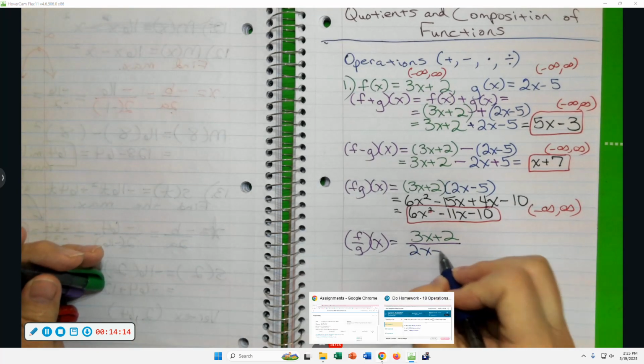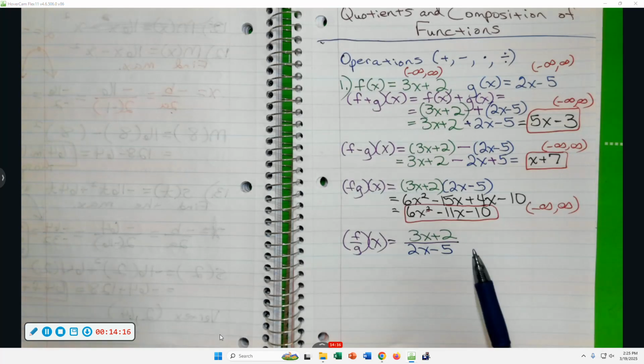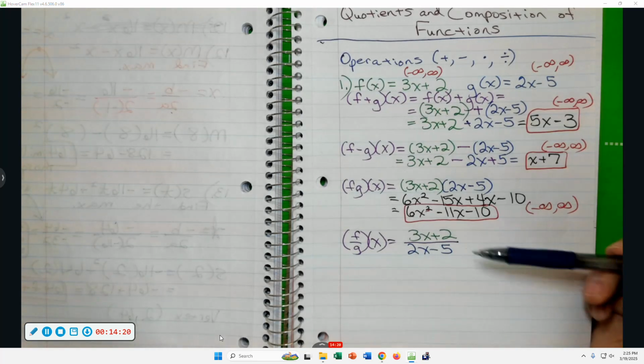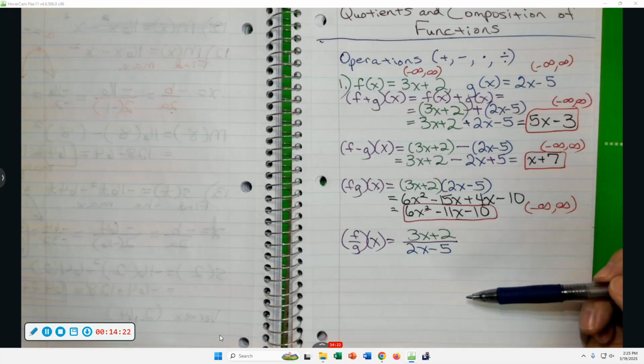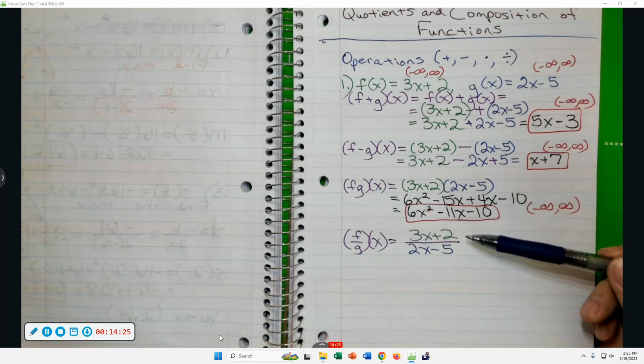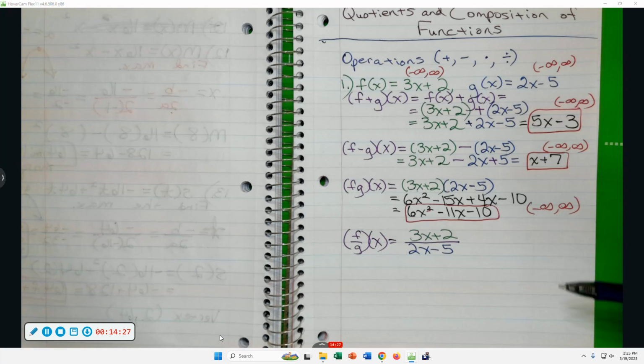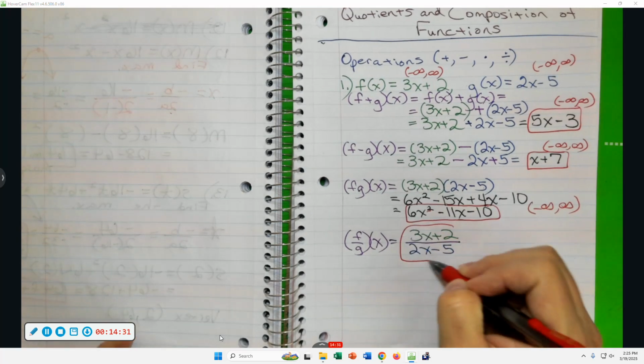Well, heck, that's the easiest one. If there was something that could be factored and you could cancel, you'd have to do that. But both of those things are linear functions. There's no factor. You can't factor and cancel. They can't be factored. So what do you conclude? There it is. The easiest one.